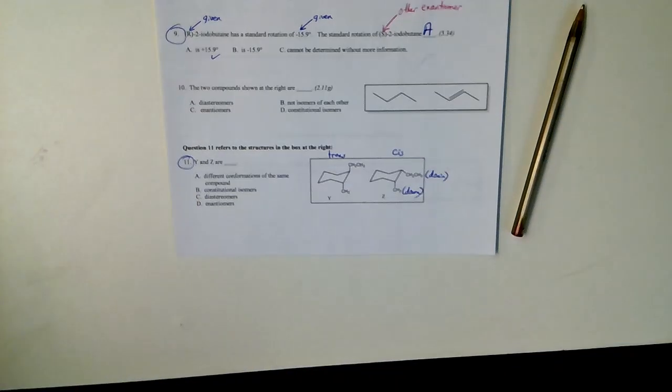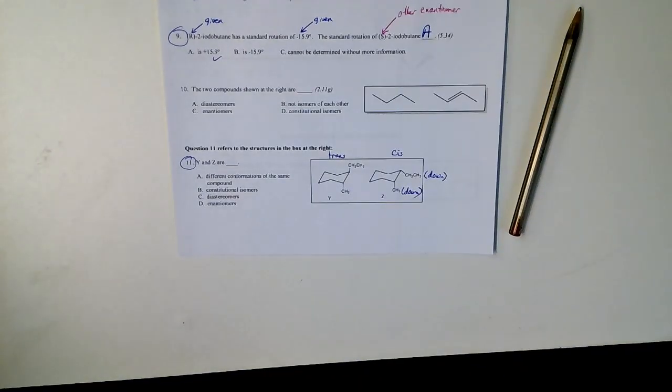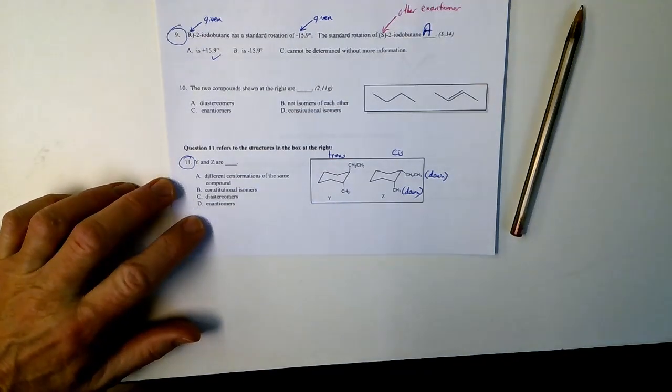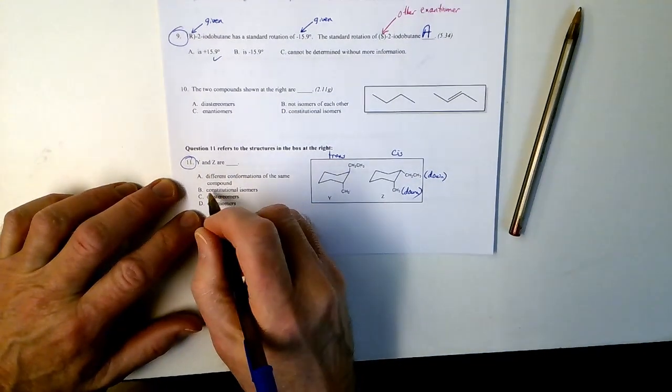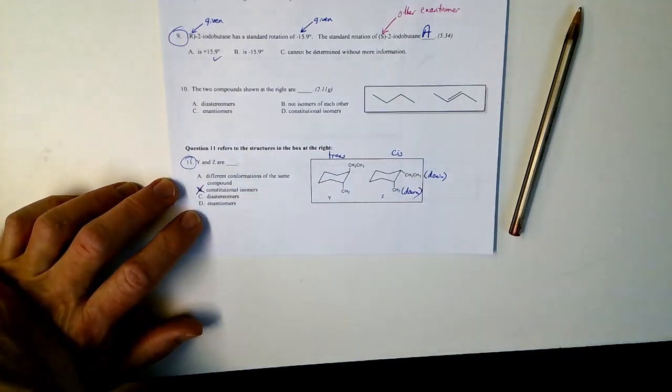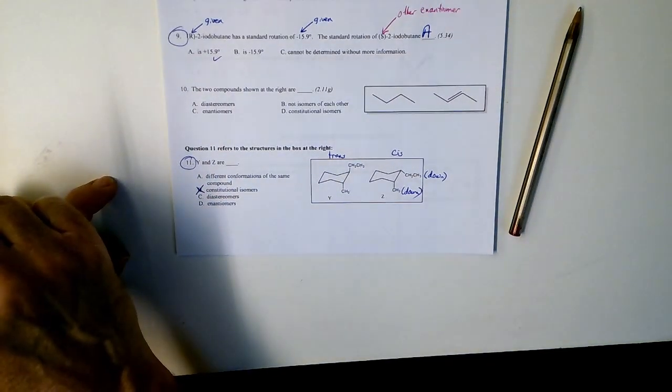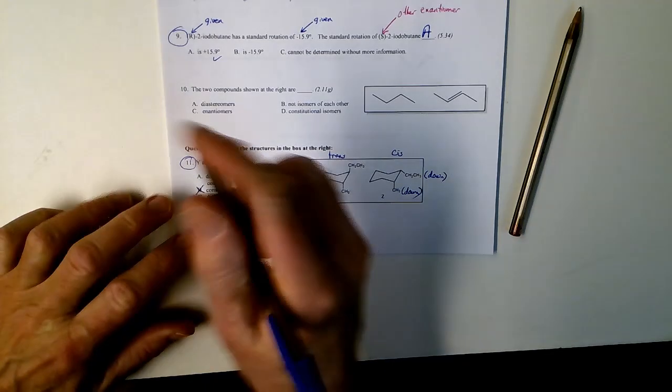All right, so let's start talking about what might work and what might not. Are they constitutional isomers? No, not even close. Things would have to move around within the molecule to different spots. That's not it. Different conformations?